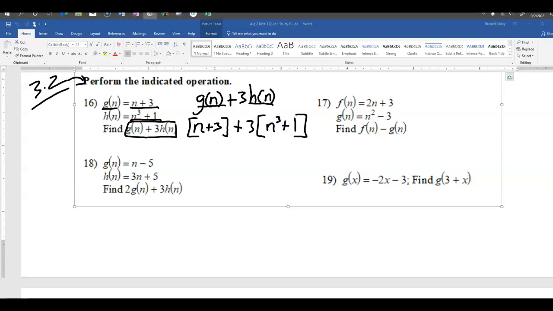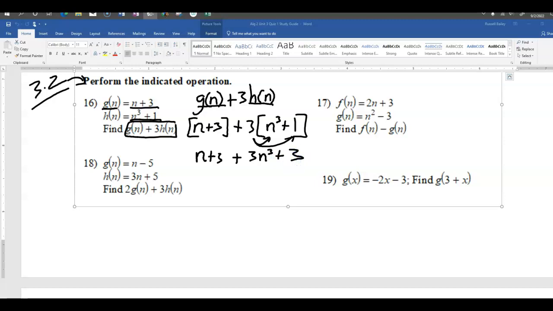So I can replace h of n with n to the third power plus 1. From there, we're going to simplify. The first step is to distribute if you can. In this case, we can. So that means I'm going to multiply the 3 into the brackets there. So that would be 3n to the third plus 3.